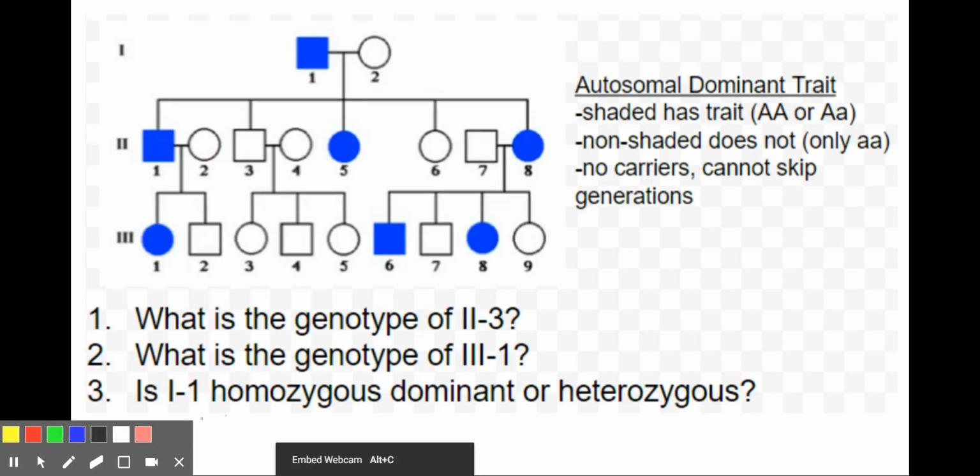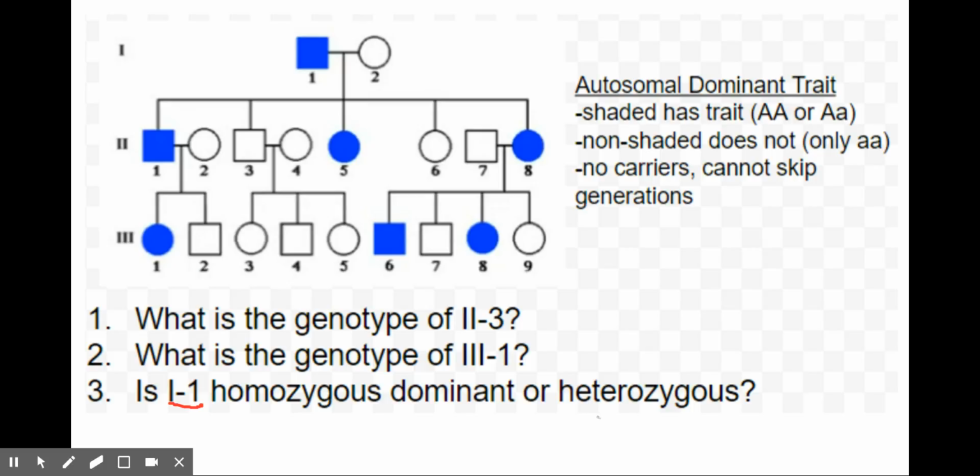So as we keep going here, we're doing the same type of thing. Is 1, 1 homozygous dominant or heterozygous? 1, 1's right here. Is it homozygous dominant or is it heterozygous? So if we're thinking about this, go back to Mendel with his P generation. If this were a P generation and this were a true breeding, capital A, all of the offspring would be heterozygous.